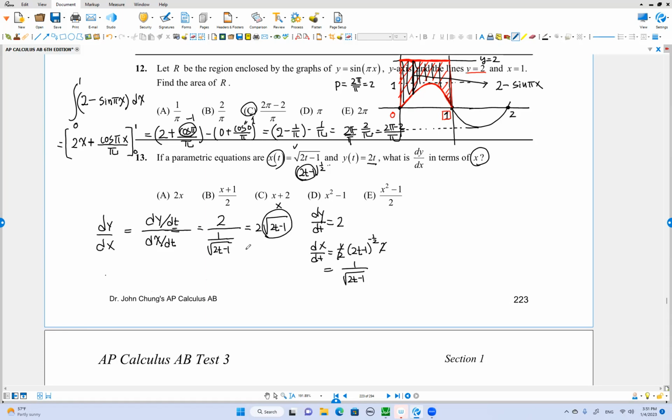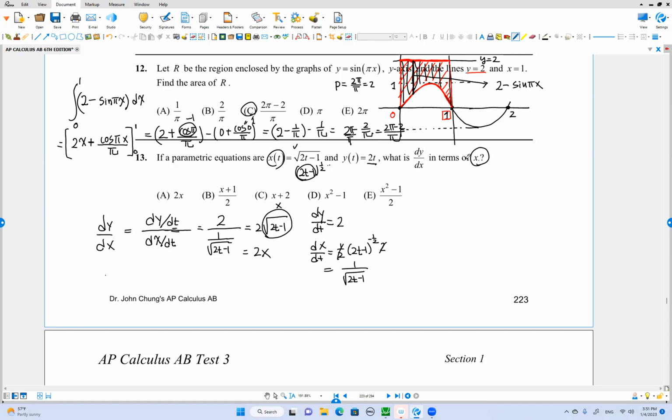So replace with x, okay? Because the square root of 2t minus 1 is the x, so this is equal to 2x. Are you okay with this? Okay. Now, the second one: can you find dy/dx in terms of x?